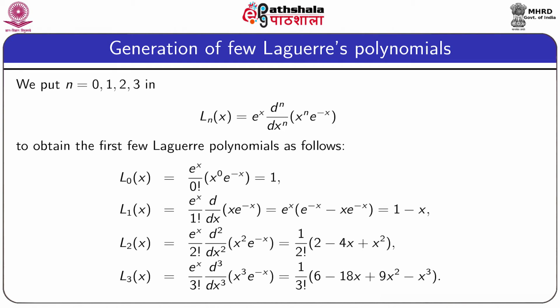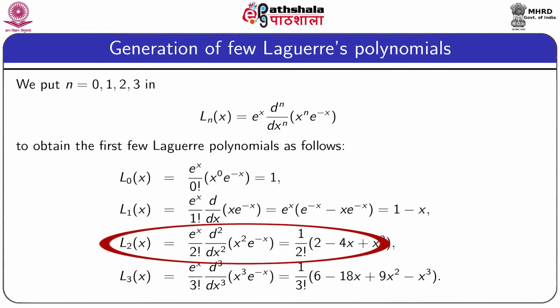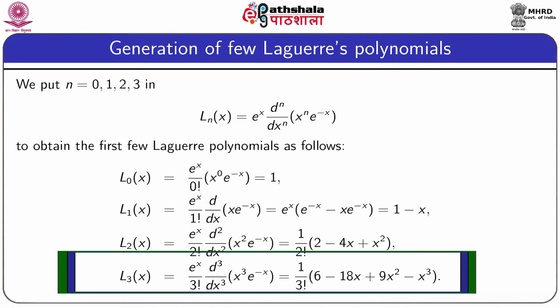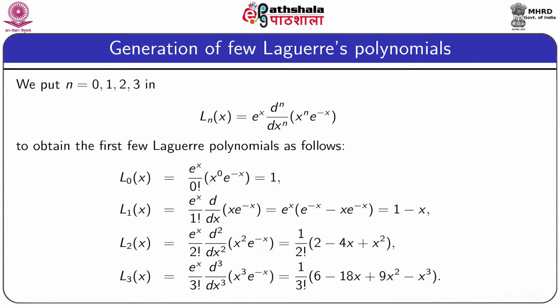In a similar manner, we can calculate L_2(x) and L_3(x), and we will get L_2(x) is equal to 1 by 2 factorial (2 - 4x + x^2), and L_3(x) is equal to 1 by 3 factorial into (6 - 18x + 9x^2 - x^3), and you will see these values are the same as calculated from the definition.